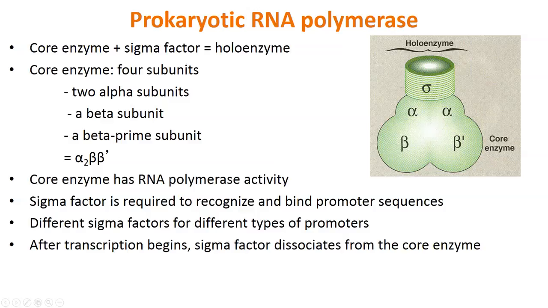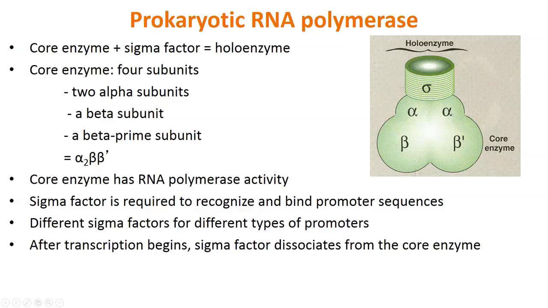We've got our core enzyme, with 2 alpha subunits, a beta and a beta prime subunit. So it's a multiple subunit enzyme, so it's got quaternary structure, for example. And this core enzyme is the RNA polymerase. Okay, it's got the RNA polymerase activity, which is a 5' to 3' polymerase activity. No proofreading in this enzyme. None of the RNA polymerases have proofreading activity.